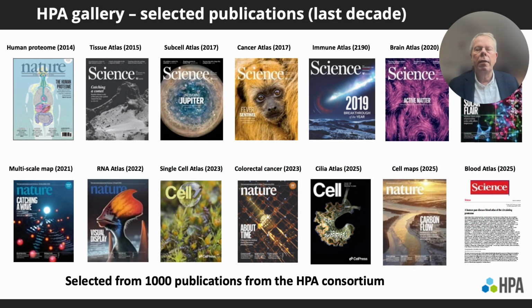During these 20 years we have published exactly 1,000 publications from the consortium, and on this slide we show some selected publications that were published in the last decade from the group.